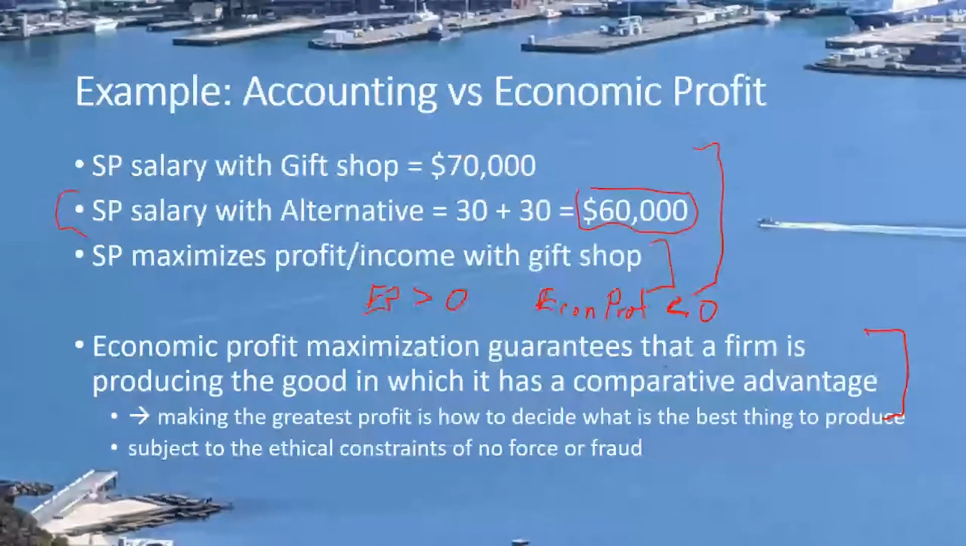Because producing by comparative advantage expands the production possibility set. It gets you out to the frontier. It enables you to produce more goods with fewer resources. So producing according to comparative advantage is a good thing, not just for the individuals themselves, but for society overall. All right, but there's one big caveat.